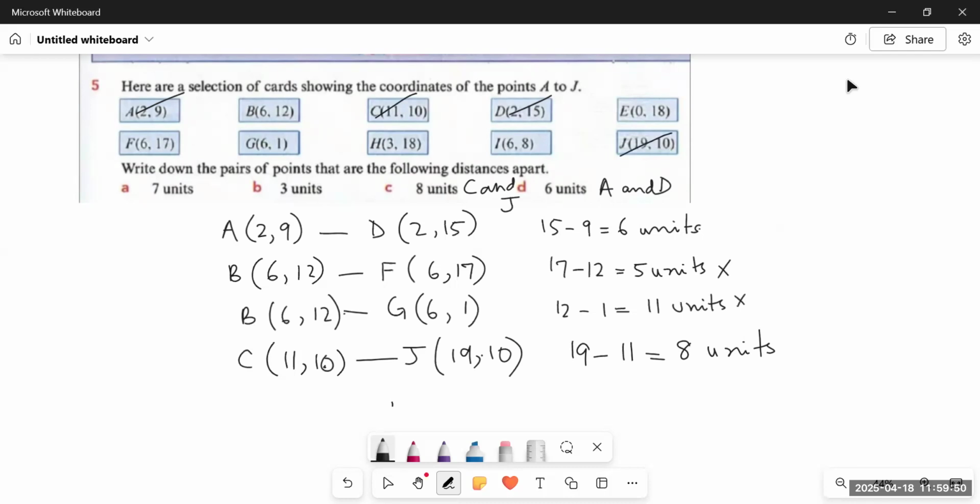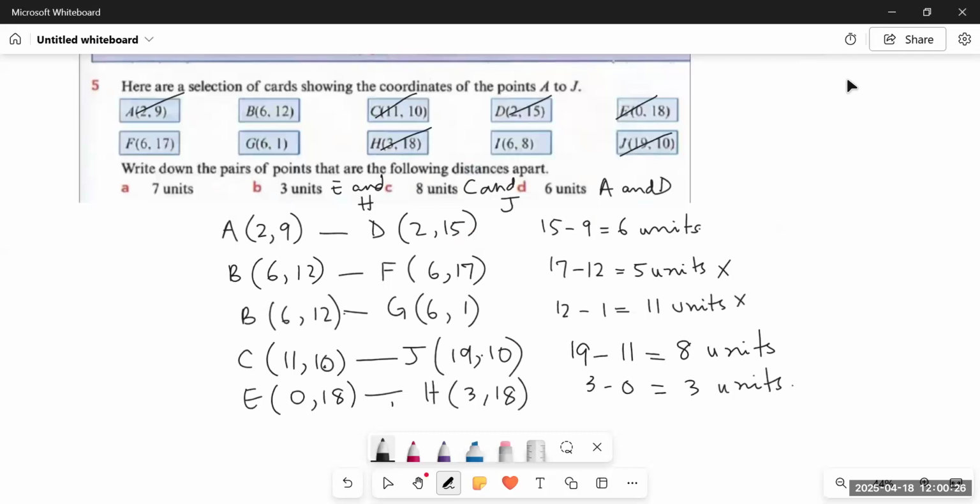Now we will consider E 0, 18. So we have E and H having same y coordinate. And the distance between these two would be 3 minus 0, which is 3 units. And this option is also available in part B. So here we are going to write E and H. Okay. And then the last one is left, that is 7 units.